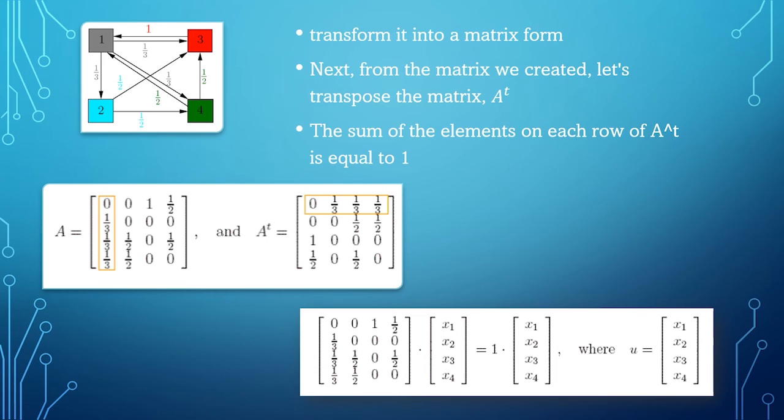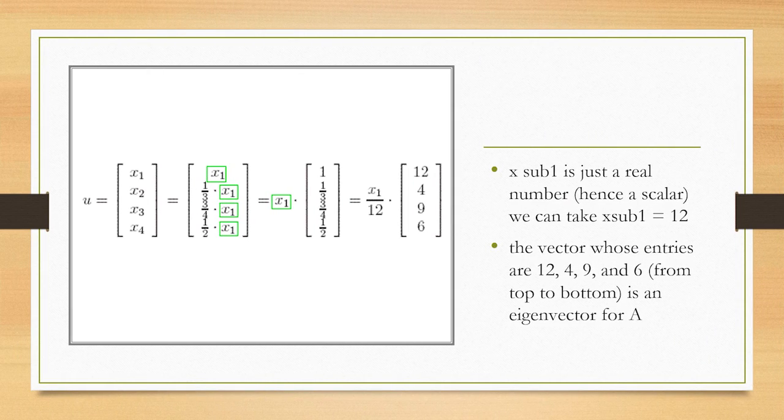We first show that lambda equals 1 is an eigenvalue for the transpose of A with the corresponding eigenvector. As x sub 1 is just a real number, hence a scalar, we can take x sub 1 equals 12, and we have just proved that the vector whose entries are 12, 4, 9, and 6 from top to bottom is an eigenvector of A.